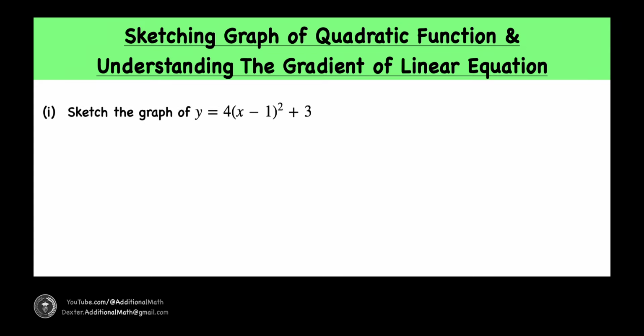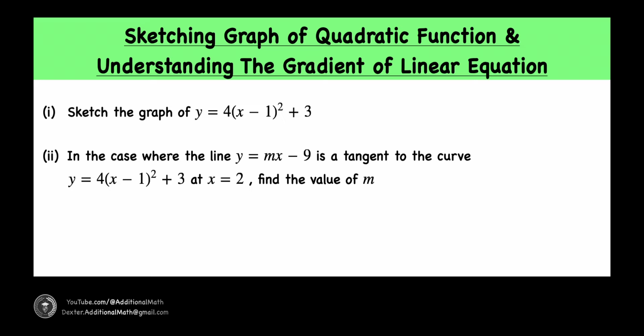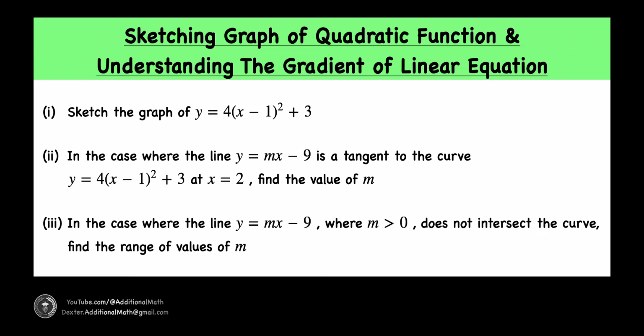In part 1, sketch the graph of y equals 4 times the square of (x minus 1) plus 3. Next, find the value of m where the line y equals mx minus 9 is a tangent to the curve y equals 4 times (x minus 1) squared plus 3. Lastly, find the range of values of m for which this line does not intersect the curve. Pause to give this question a try, and when you're ready, keep watching to learn how to solve this problem.